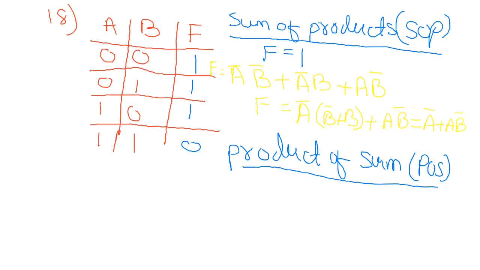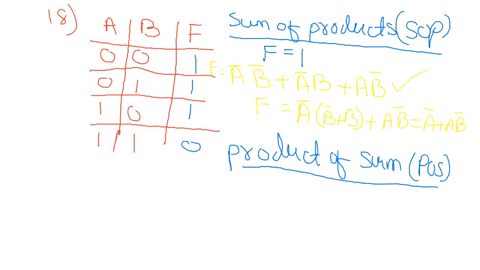Now this is your SOP. The important thing is this. It depends on you. If it is asked, you simplify, then you go for this simplification. If it is not asked, simply you write this SOP, where all you have ones. This is your sum of products.